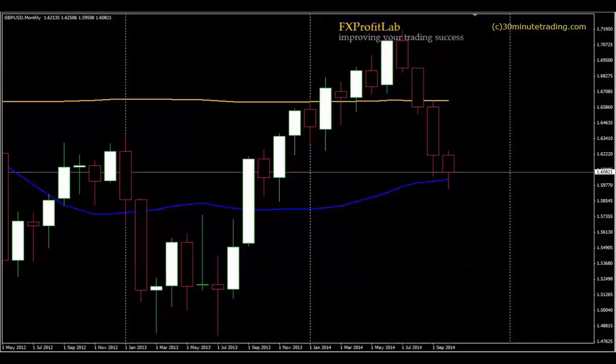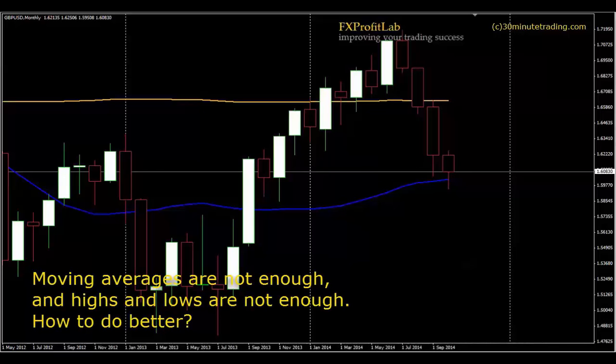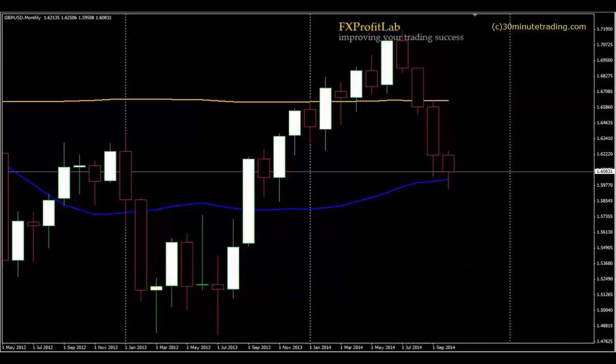So from this point of view, we might expect, since it's over this 50 and below the 200, that it might stay in this period here. But as you can see, that's not always true either. It was in this period between the lines there, and then it came above the lines. You have to make sense of that too. So moving averages are one thing, but they're not enough. And highs and lows are one thing, but they're not enough. So you have to have more information than that.